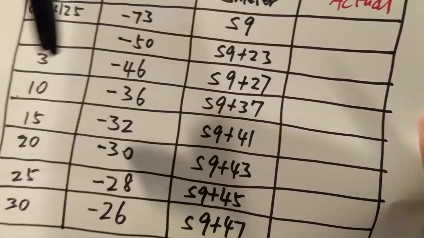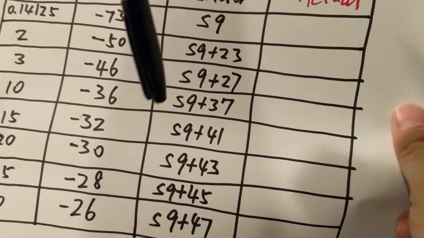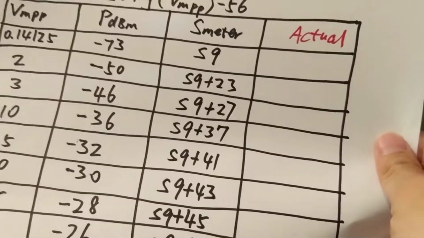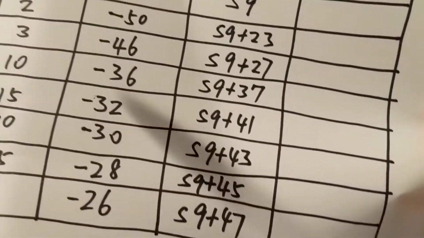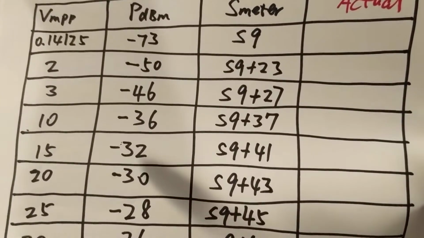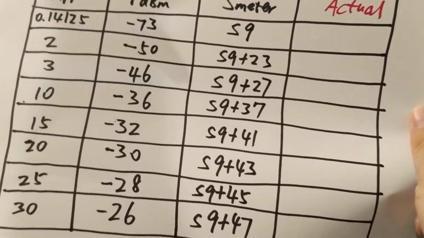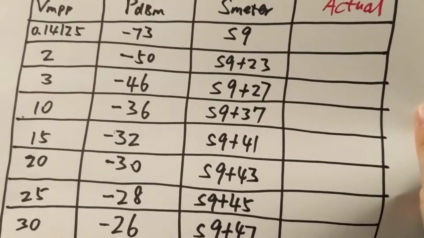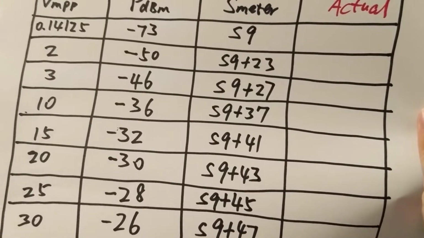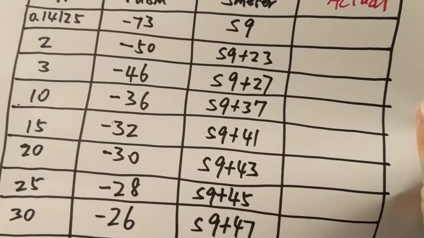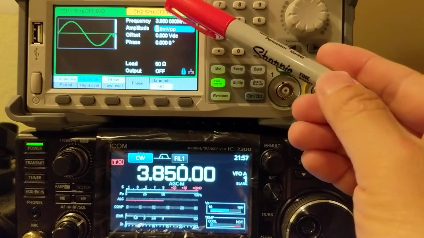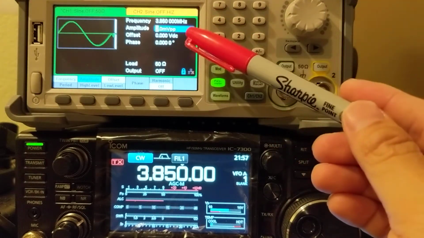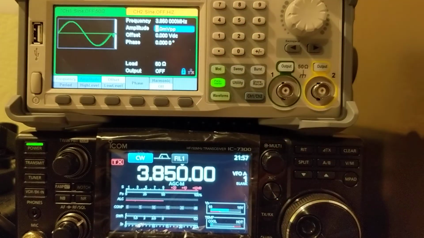For 2, 3, 10, I'm supposed to get S9 plus this: a bunch of predictions. And let's check the actual values. I started with 2. I cannot start with 0.14 because my signal generator is not that sensitive. The minimum output is 2 millivolts. Let's start with 2 and fill this table. Now I'm sending at the frequency 3.85 and 2 millivolts.